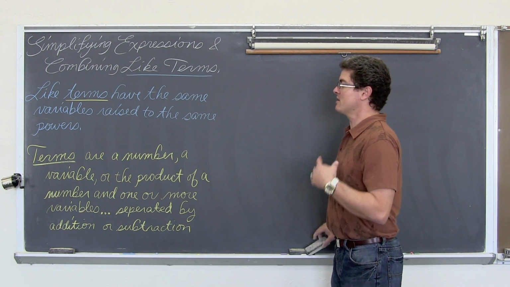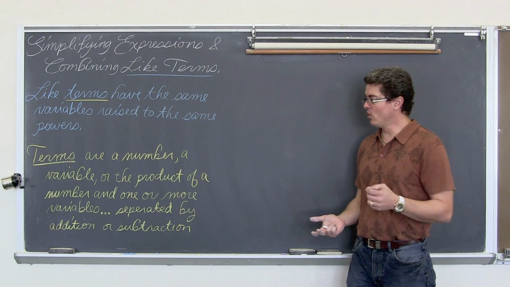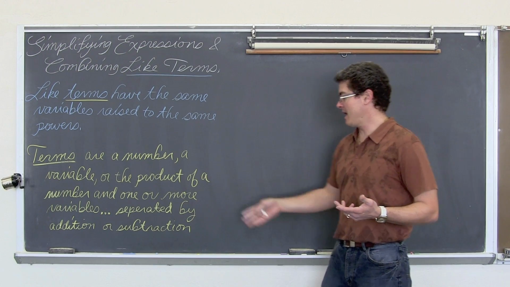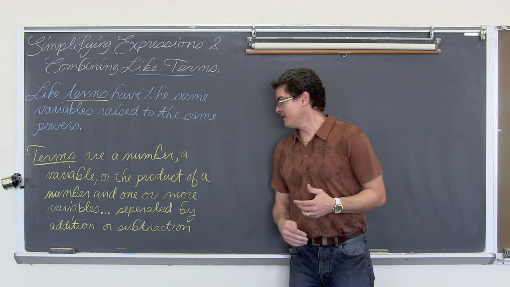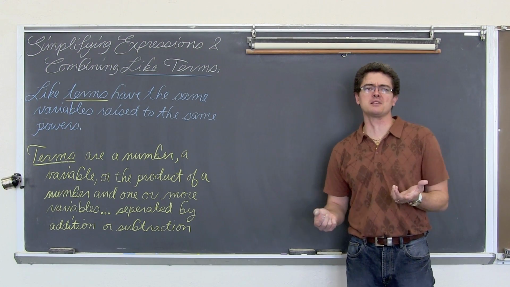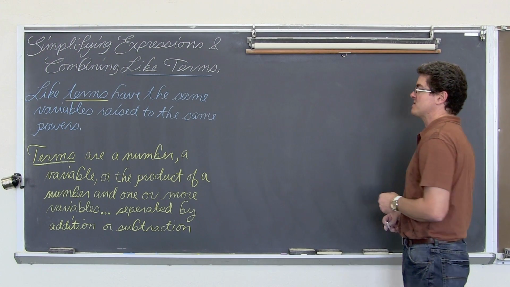So terms are a number, a variable alone, or the product of a number and one or more variables. When you're looking at a polynomial or an expression, the terms are separated by addition and subtraction. So just look for the plus signs. On each side you'll have a term, and you're good to go. So let's do some examples.